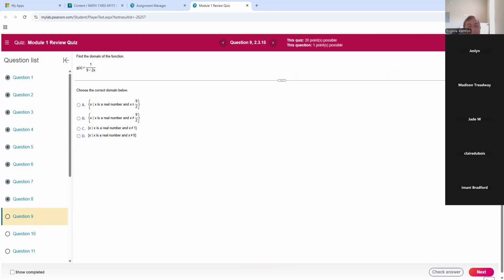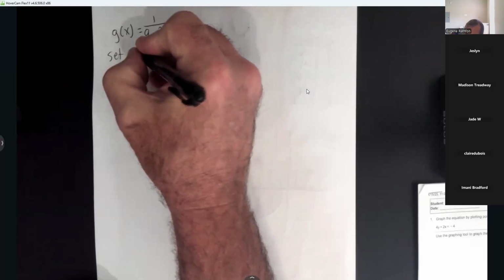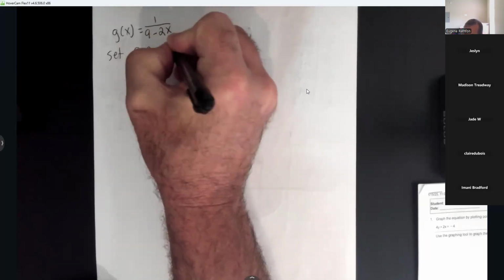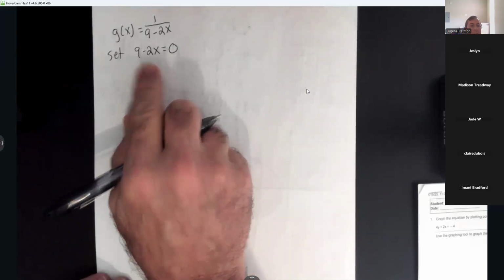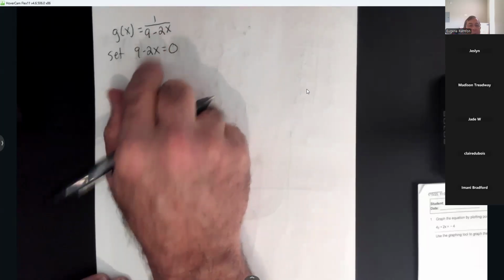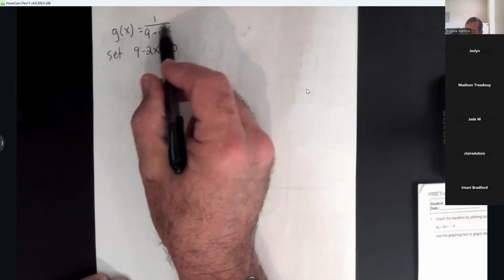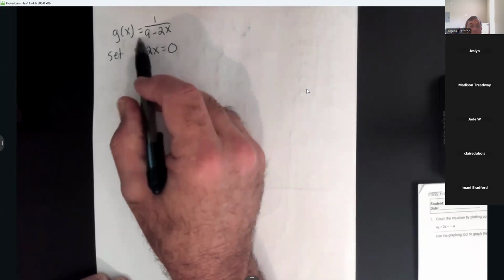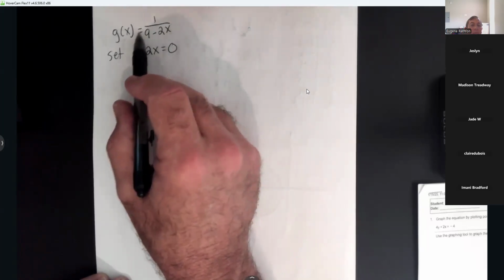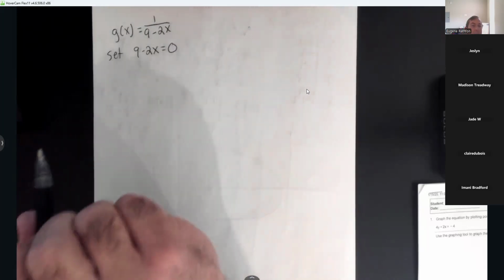All right, y'all, this one wants the domain. So the domain, we got 1 over 9 minus 2x. So remember, on the domain, I'm going to take the bottom of the fraction, which is that 9 minus 2x, and I'm going to set it equal to 0. Once I solve this, I got whatever numbers I need to kick out of my domain, okay? So we're only worried about our fractions, and we're only worried about that denominator, okay? Because the denominator of a fraction cannot equal 0.